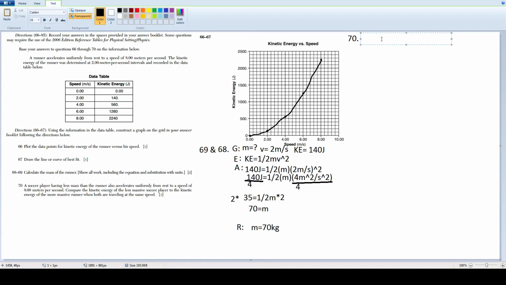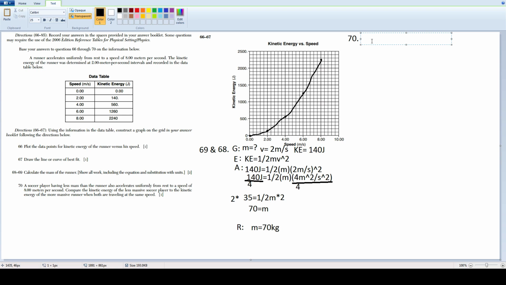Last video we did questions 68 to 69, and we were able to find the mass of the runner, for which they give us the data table. In this question they are asking: a soccer player having less mass than the runner also accelerates uniformly from rest to a speed of 8 meters per second. Compare the kinetic energy of the less massive player to the kinetic energy of the more massive runner when both are traveling at the same speed.